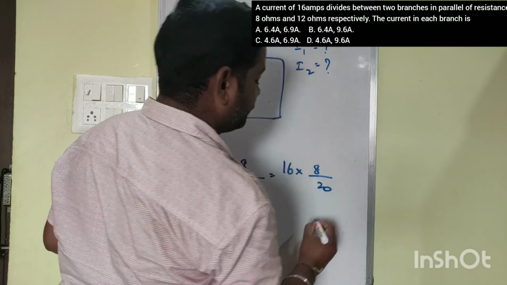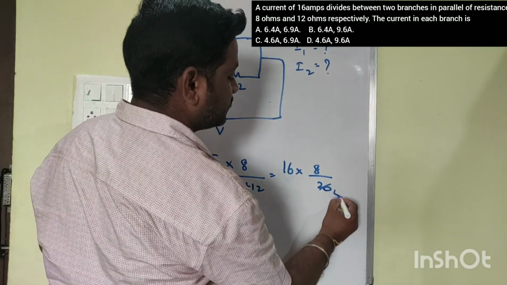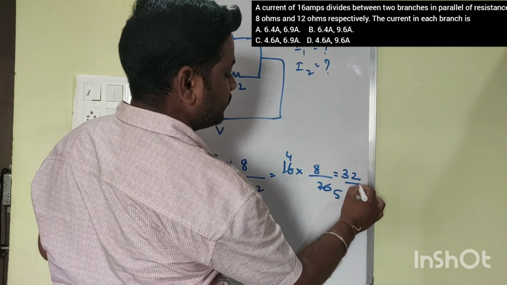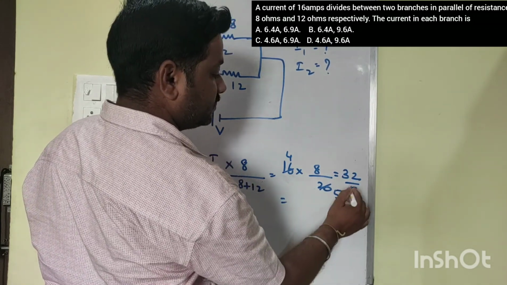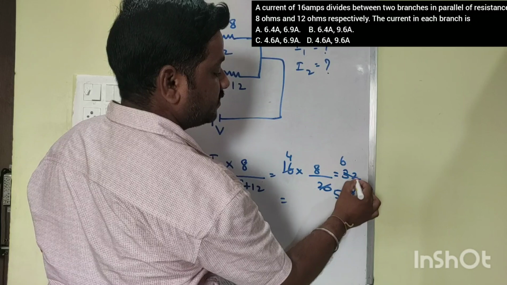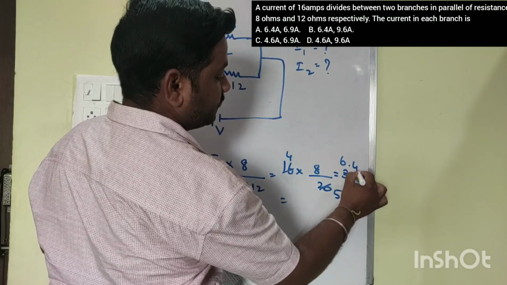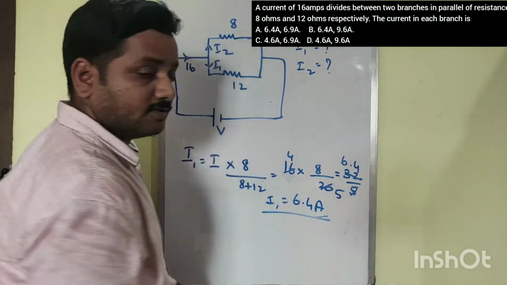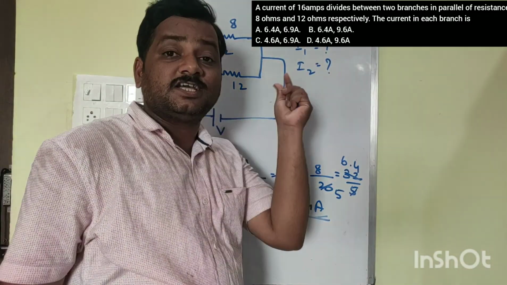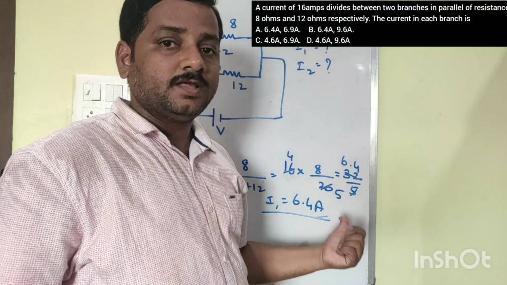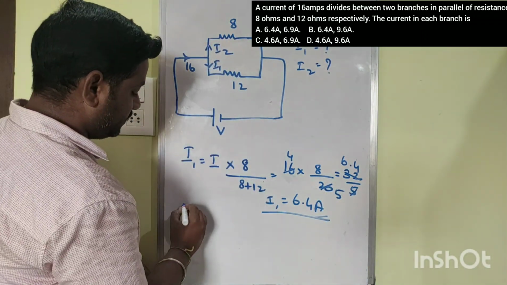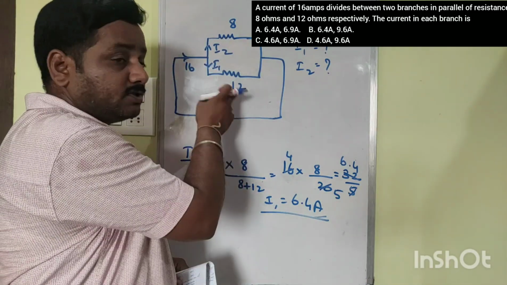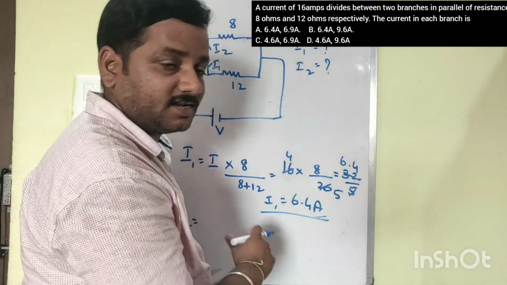So this is 20. You can say 8 4s are 32 by 5. If you simplify this, 5 6s are 30, so 5 4s are 20, it will be 6.4 amps. Let me take this as I1. So we got the current in this branch as 6.4 amps. Now we can apply the same formula for I2. I2 equals I into the opposite branch, that is 12, by total resistance.